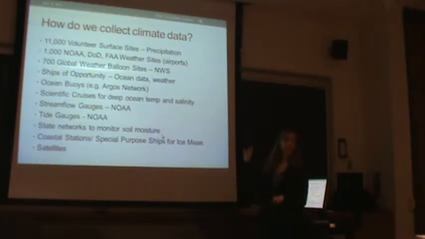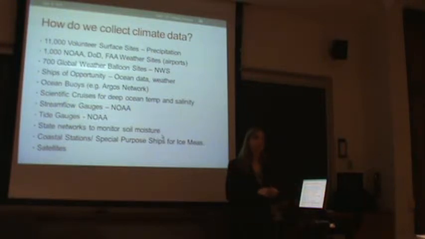For soil moisture, there isn't a national monitoring system, but there are state networks. States try to look at soil moisture, which makes sense because they're the ones worried about droughts and things like that. There are stations on the coast, coastal radars, and special purpose ships in the Arctic, usually military ships that look at ice issues. So all of that, and then at the bottom I have satellites. Most of the rest of the lecture will be about satellites, so I didn't expand on that here.